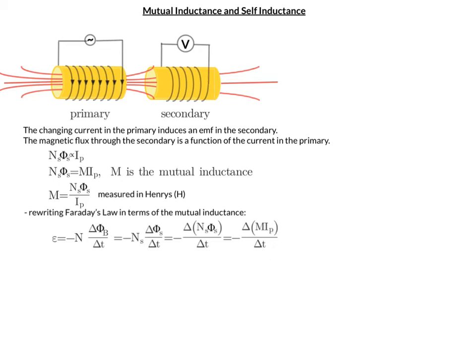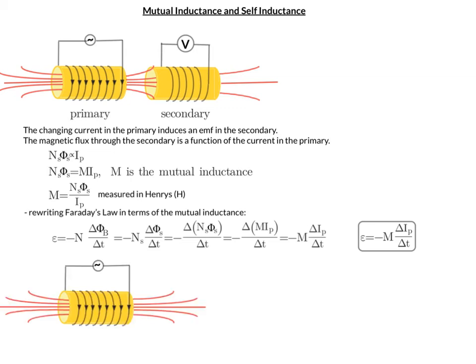M I_P with respect to time, but the mutual inductance doesn't change. What changes is the current, so we can take the M out and end up with negative mutual inductance times the change of the current in the primary with respect to time. So then Faraday's law in terms of mutual inductance is going to be negative mutual inductance times the change in the current in the primary with respect to time.